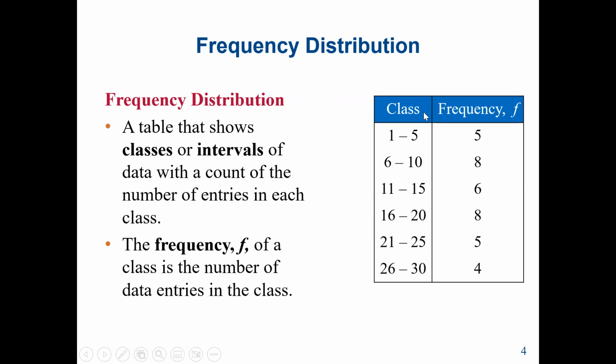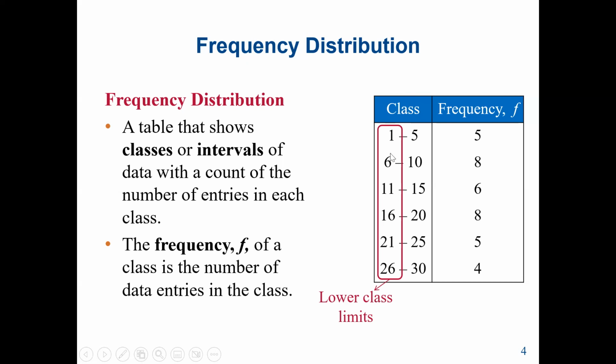So we can see from the table, let's assume we have a data set. In the data set, the observations that have values between 1 to 5, we have only 5 of them. Between 6 to 10, we have 8. Between 11 to 15, we have 6. So that's the main goal of a frequency distribution, to organize our data in a tabular form.